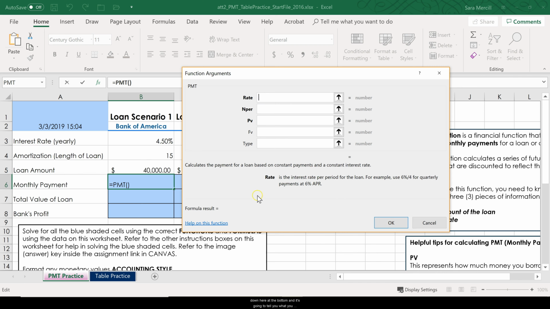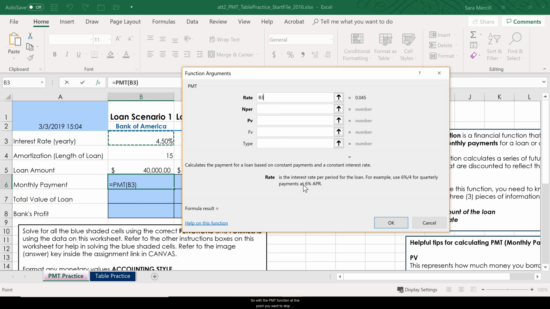solve it. So in this case, I need an interest rate. And it's telling me in the example here, I would use 6% divided by 4 for quarterly payments. That means 4 times a year. So in this case, my interest rate for the Bank of America loan is 4.5%. I will never type in a number if I can reference it in a worksheet. That is how you are able to use the fill handle.